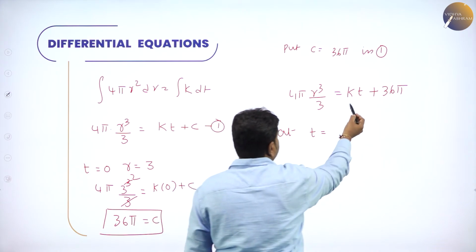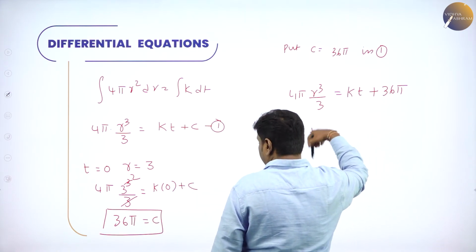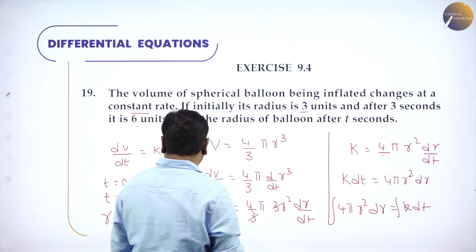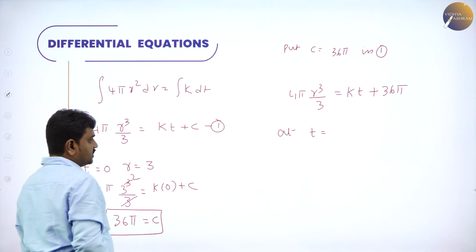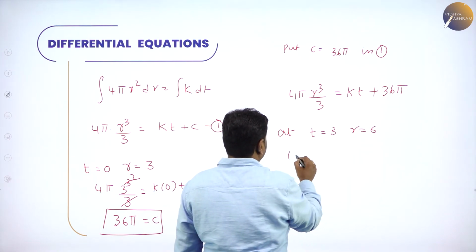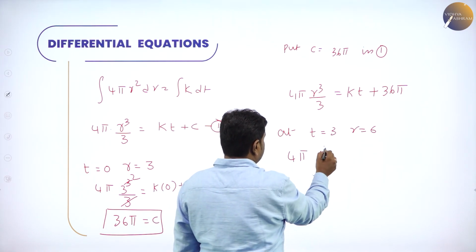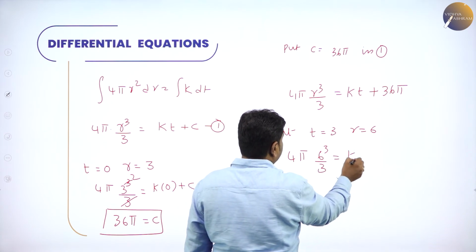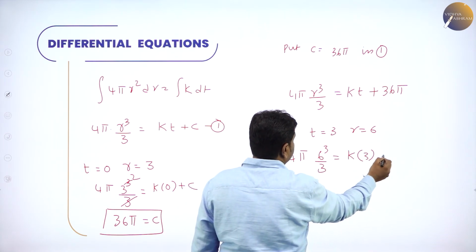Now, at a time t is equal to how many seconds they said? See, there are two constants, k and c. C we got. To get k, they gave a hint. So what is the hint? At t is 3, r is 6. At t is 3, r is 6. Substitute this. 4 pi 6 cube by 3 is equal to k into t, t is 3, plus 36 pi.